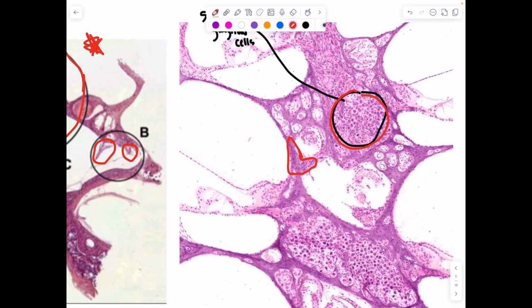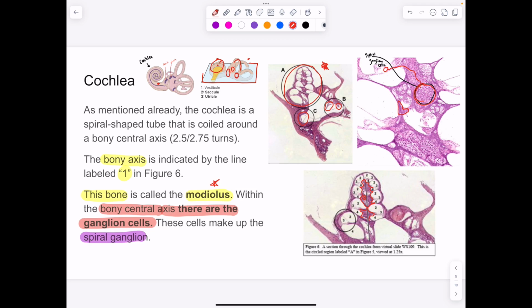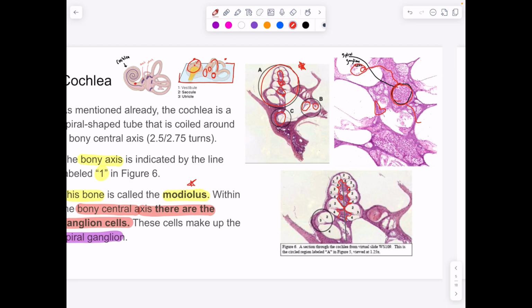Inside of the bone, we have nerve cells, spiral ganglion cells, and those are going to send out dendrites to our hair cells right here. And then those will eventually send out axons themselves as part of the vestibulocochlear cranial nerve overall. All right, so we have the modiolus, the bone. Inside of that, we have our ganglion nerves, which connect to our hair cells, which are going to be here. We'll see in just a bit.